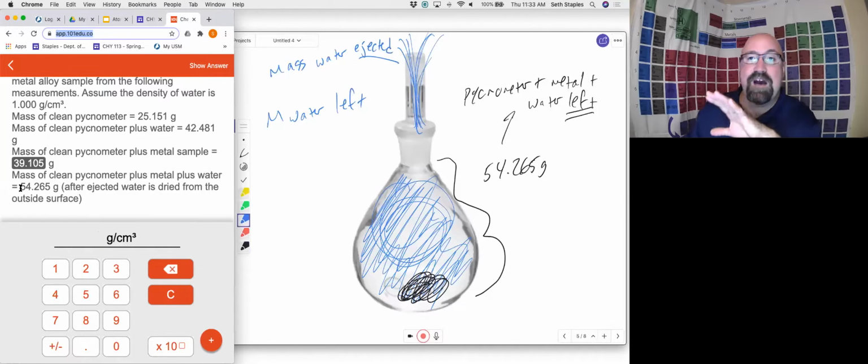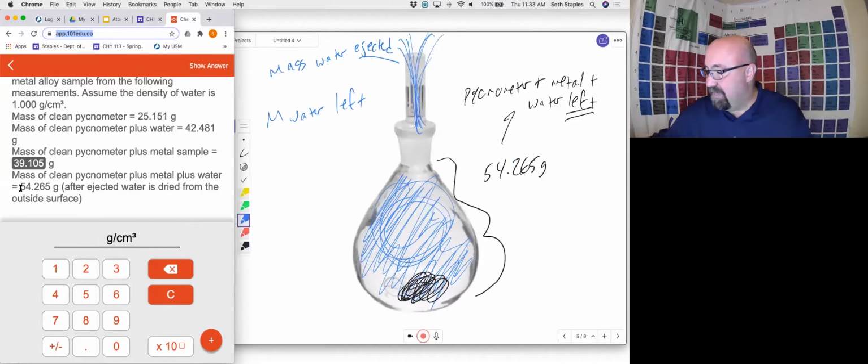And so we can take our 54.265, that's our pycnometer plus our metal plus our water. We're going to take that number and subtract the pycnometer plus the metal. Remember, the pycnometer plus the metal was our 39.105. So we subtract those and we get a mass of 15.160 grams. And so remember, that's the mass of the water we have left over, 15.160 grams.